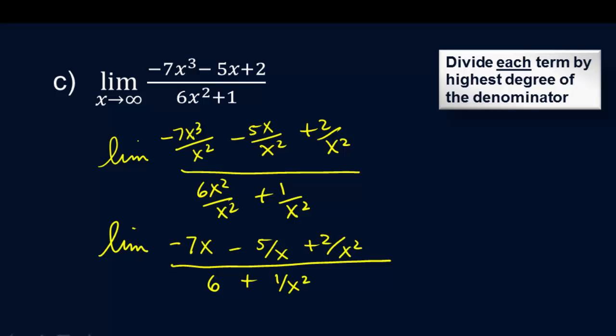So we look at this and we observe what happens when x approaches infinity. Let's leave this alone first and see how the reciprocals behave. This goes to 0, that goes to 0.